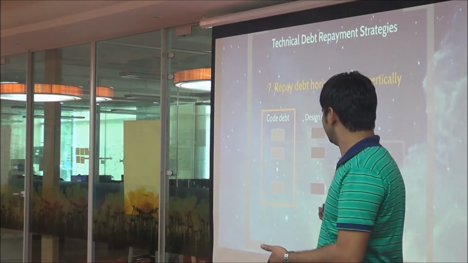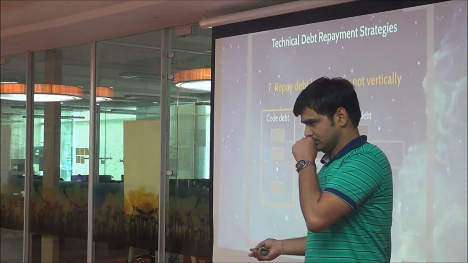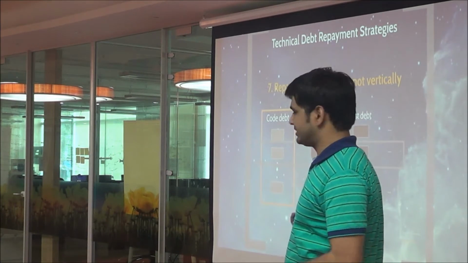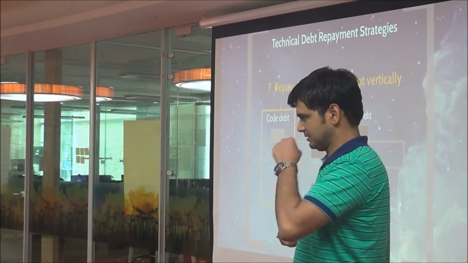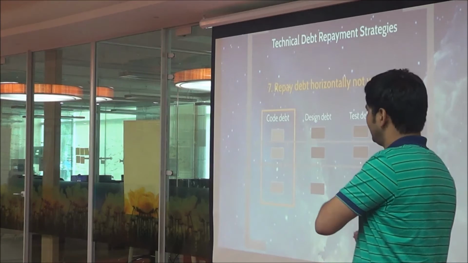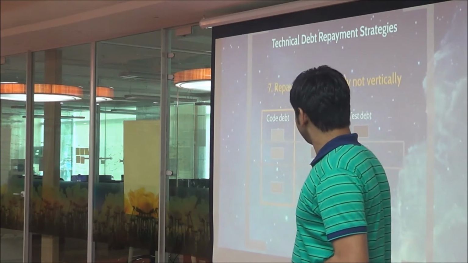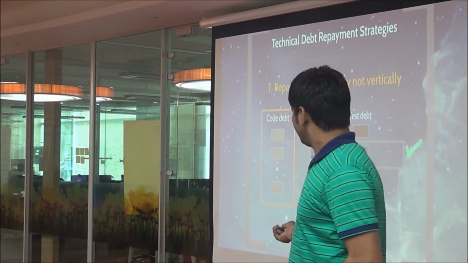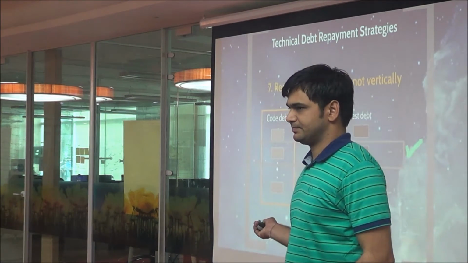The other way is horizontal, which means you take an entity, for instance a component or a file or a class, and fix all the smells related to that. That is much better. Why? Because these dimensions are interrelated.